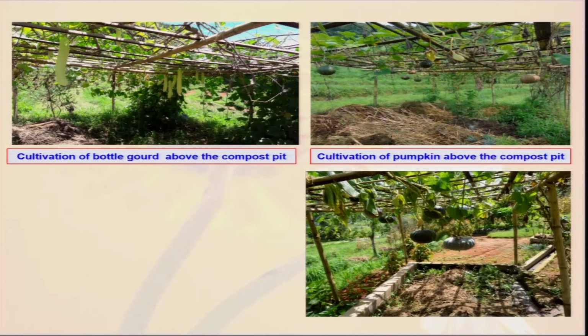If you go to the farming side or the village side, everywhere you will see a compost pit, either for animal excreta, cow dung, or pig manure. But when the temperature is hot and there is direct sunlight, most of the nutrients, mainly the nitrogen, are lost from the compost. So, what we have done is, above the compost pit, we have made some bamboo machan, and we have grown different cucurbitaceous plants like pumpkin. So, the first benefit is this area is utilized, and we are getting some additional income in the form of pumpkin and bottle gourd.